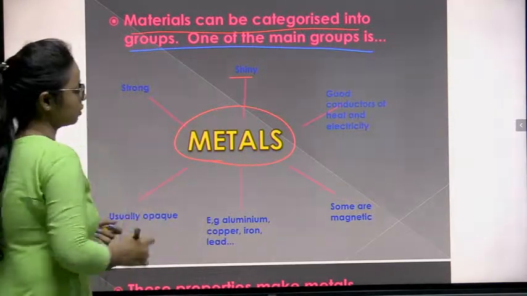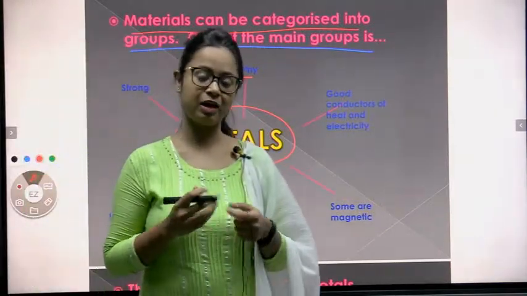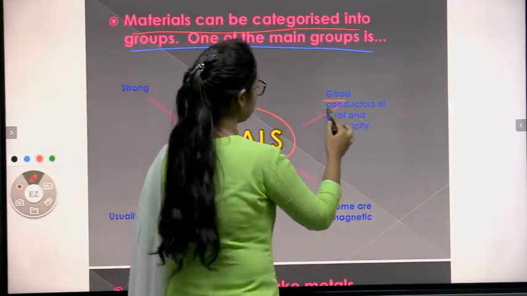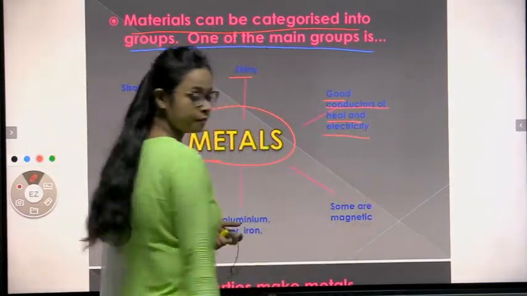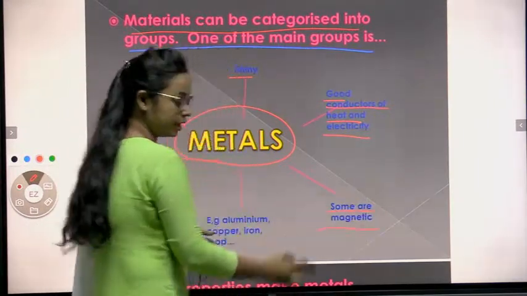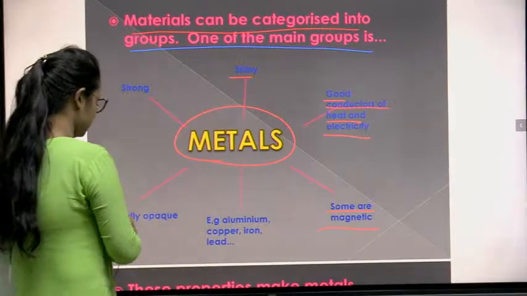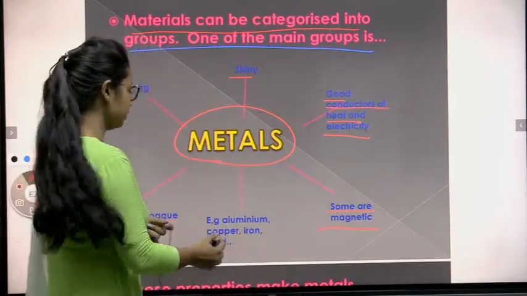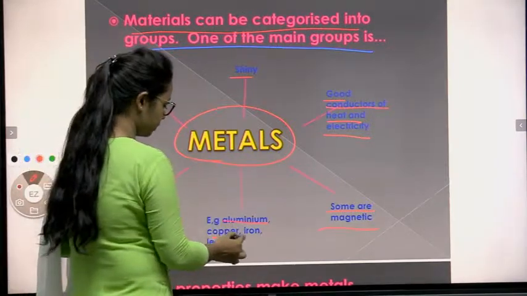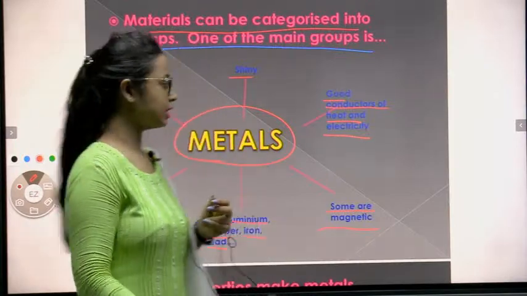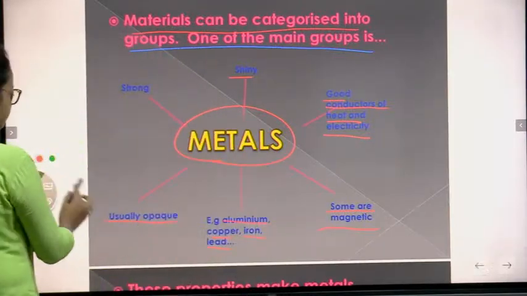Secondly, strong. You all know that metals are strong. Even any metal you can say is strong. Secondly, they are good conductors of heat and electricity. Some of the metals are magnetic in nature. They are usually opaque, which means you cannot see to the other side of the metal. For example, aluminium, copper, iron, and lead. Okay, clear, all of you? So these are the properties of metal.